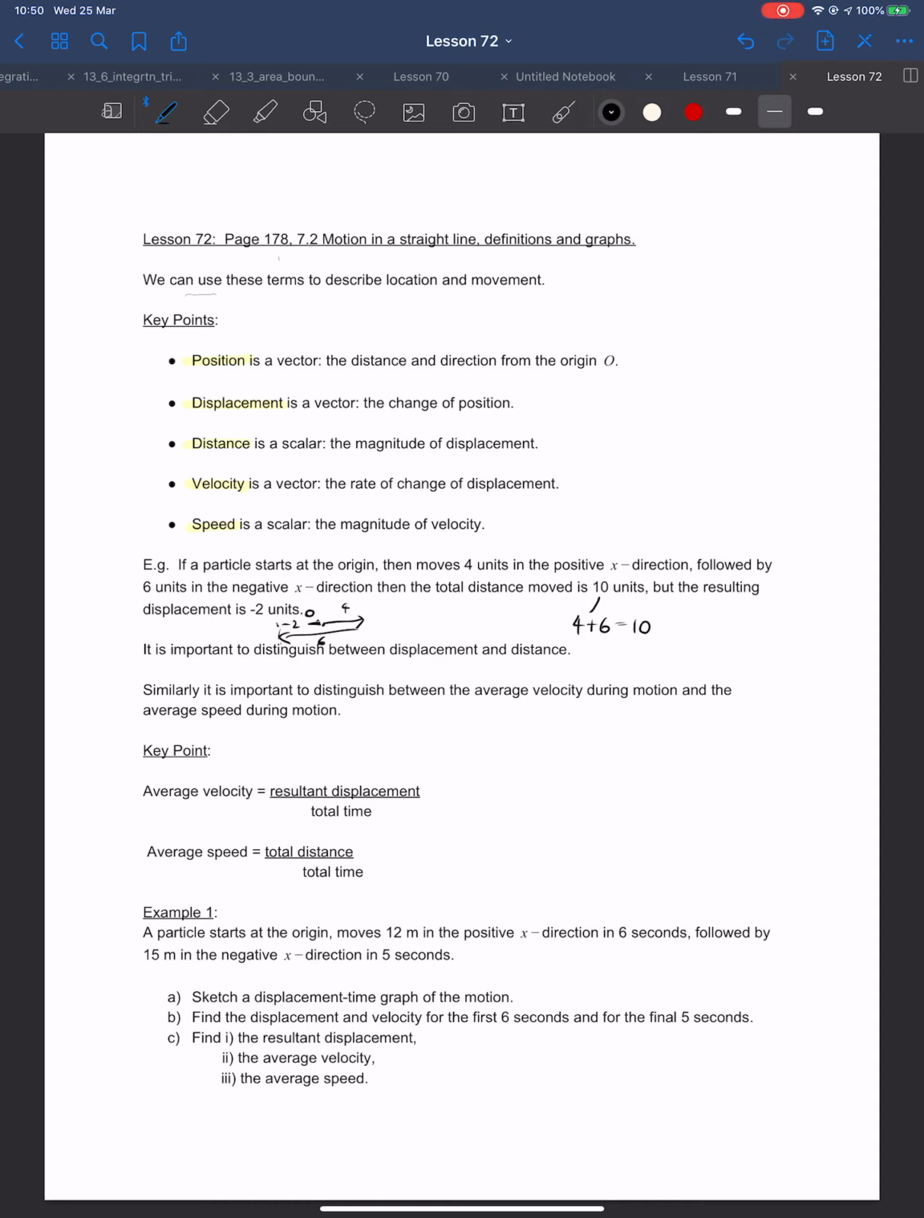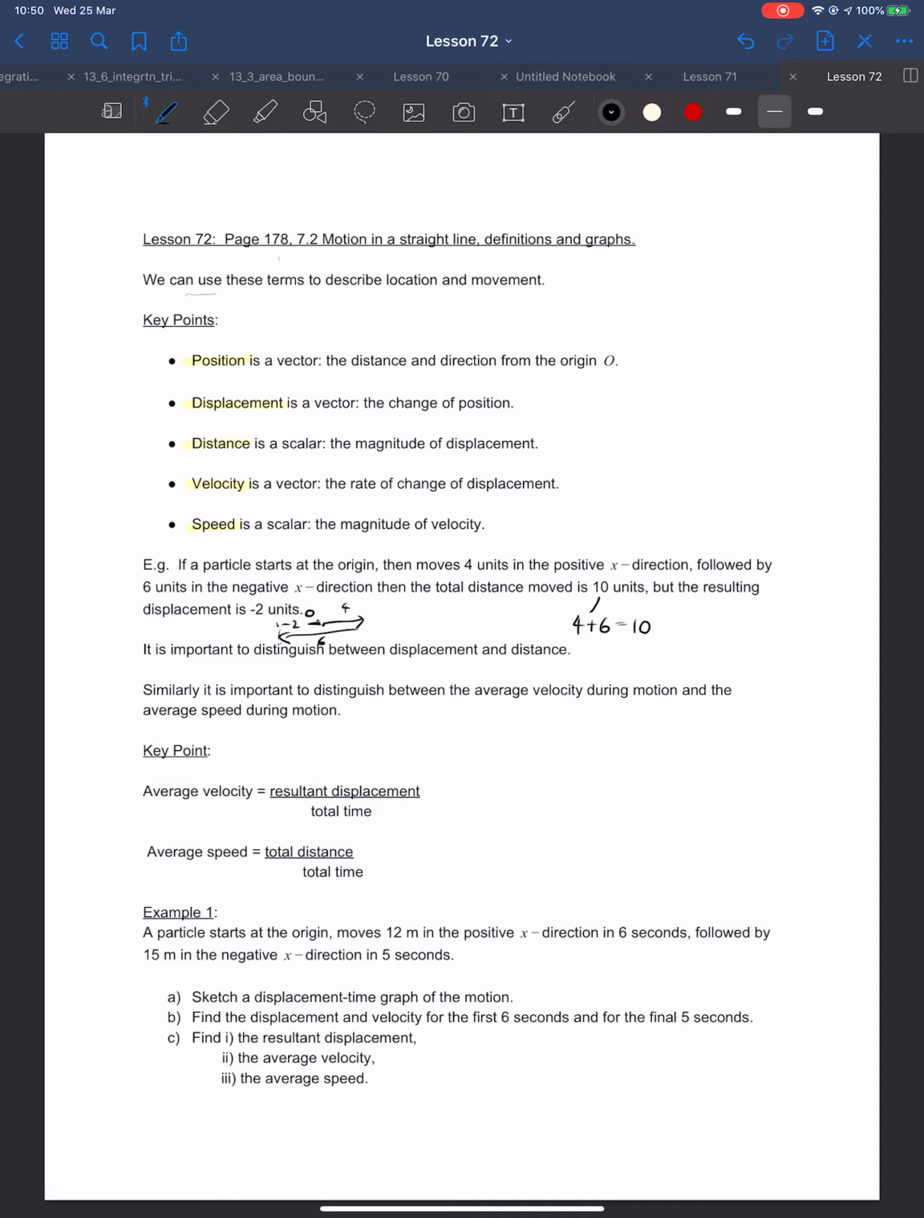So it is important to distinguish between displacement and distance. So I always think if I start from my home and walk to work and back again, I've walked about 3 miles, but my displacement is 0 because I'm back where I started from.